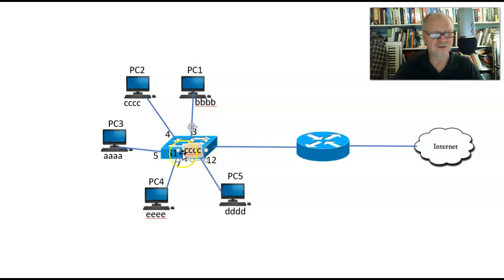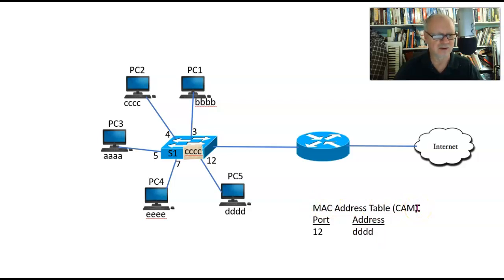Now the switch has this frame, but it doesn't know yet anything about where to send it. But one thing it does know at this point is that port 12 is associated with DDDD. It records that in a little notebook it has called the MAC address table, or sometimes the CAM table. Content Addressable Memory is what that stands for. So whenever a frame comes in from a PC that it is not aware of, it adds that information to its MAC address table. So now it says, oh, port 12 is DDDD.